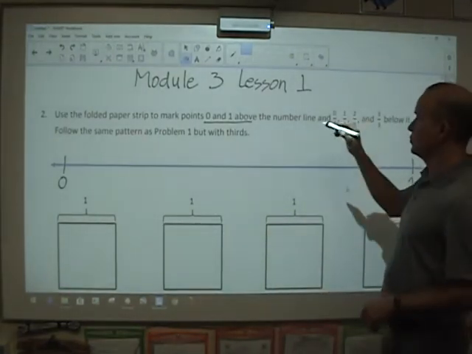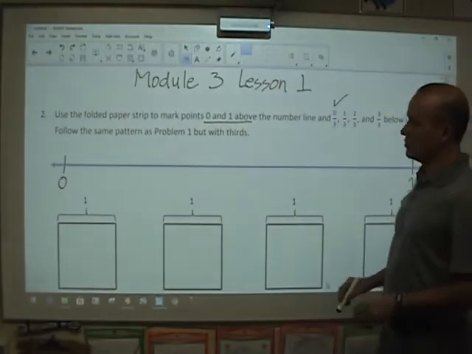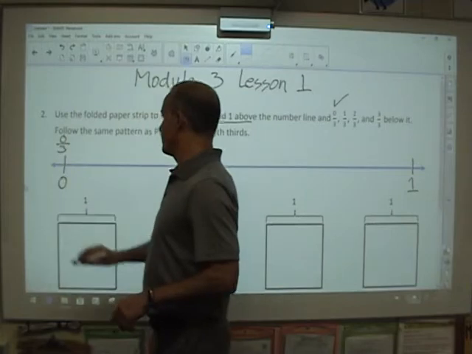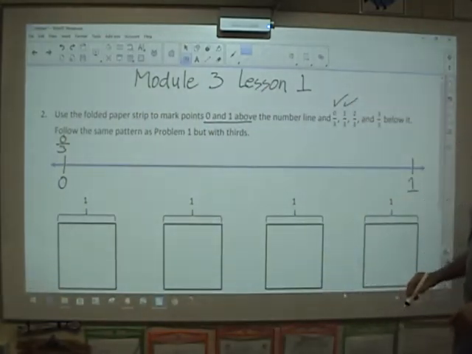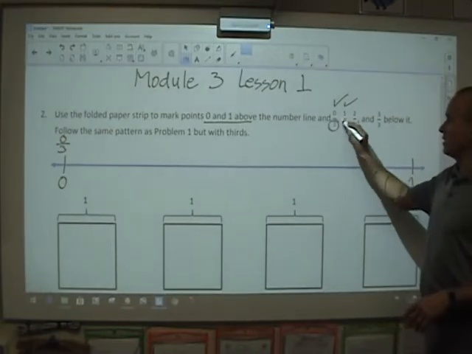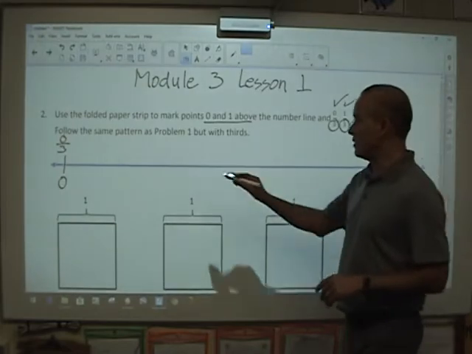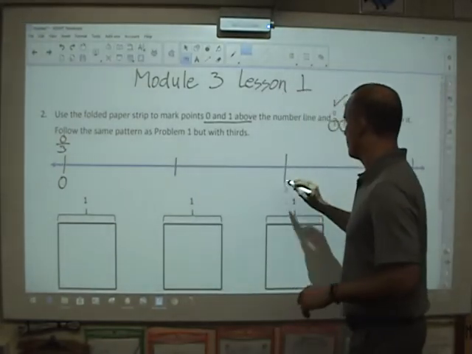Now they want us to show 0 thirds, which obviously should be where there's 0 thirds. The next one is 1/3. Well, before I do that, I think what the denominators are telling me is that I have to divide the number line in 3 parts. So I'm going to do just that.